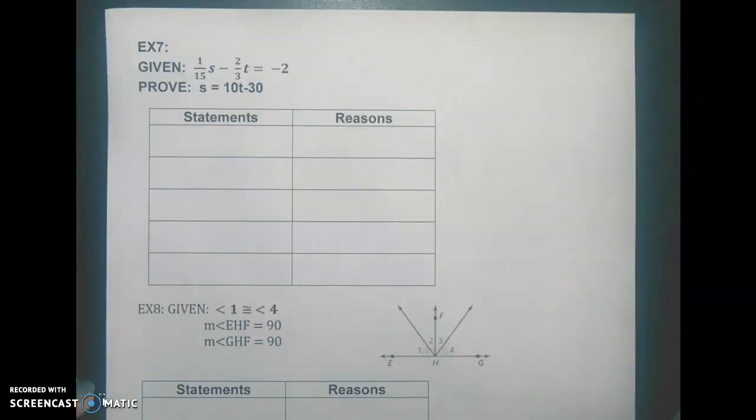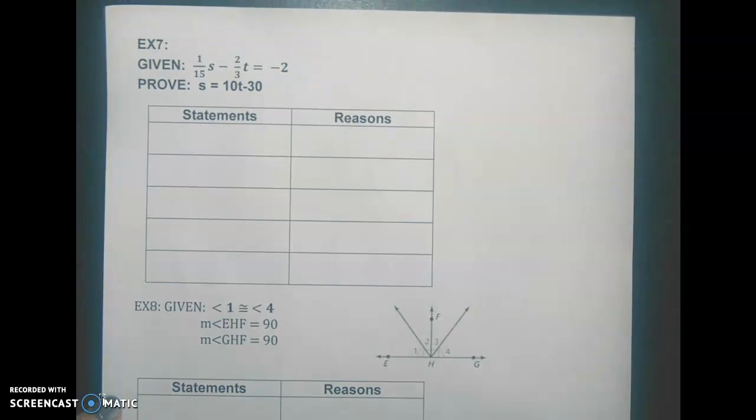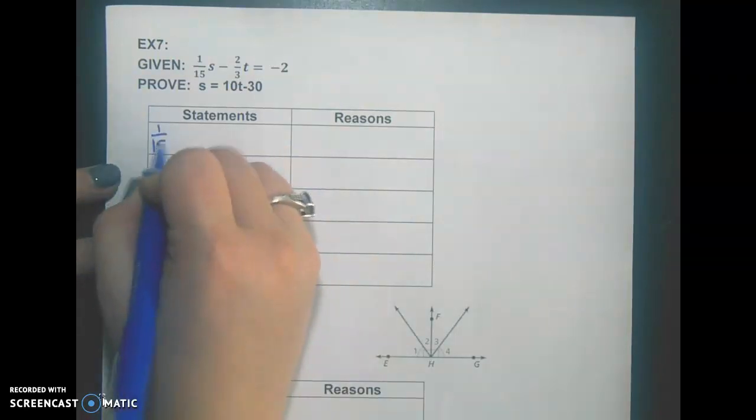All right, we are down to our final 2 here, starting with number 7, given 1/15 times s minus 2/3 t is equal to negative 2, and I want to prove that s is equal to 10t minus 30. So you'll have to really jog your memory back from algebra, because the first thing that we need to get rid of in order to solve this equation is to get rid of our fractions. So let's start with our first statement. I'm going to rewrite my equation I was given.